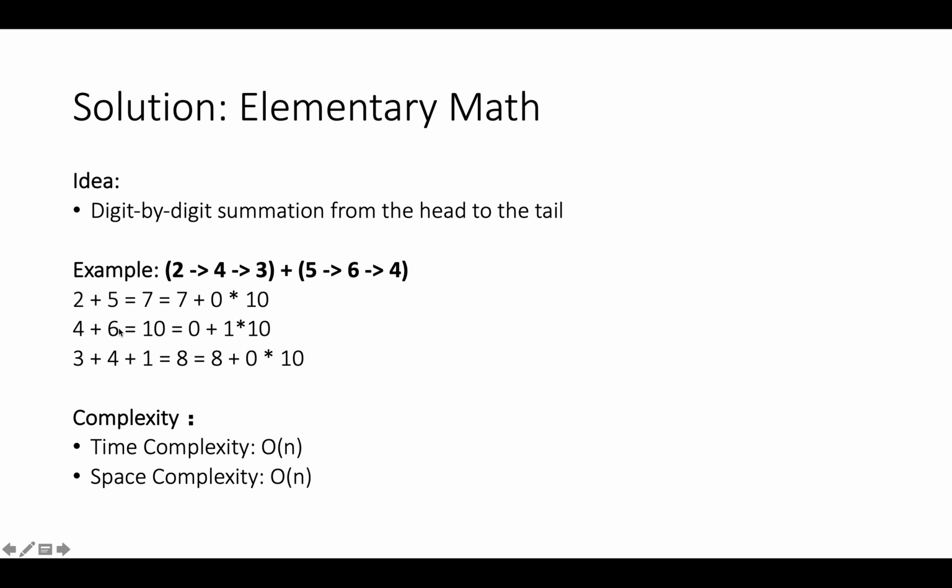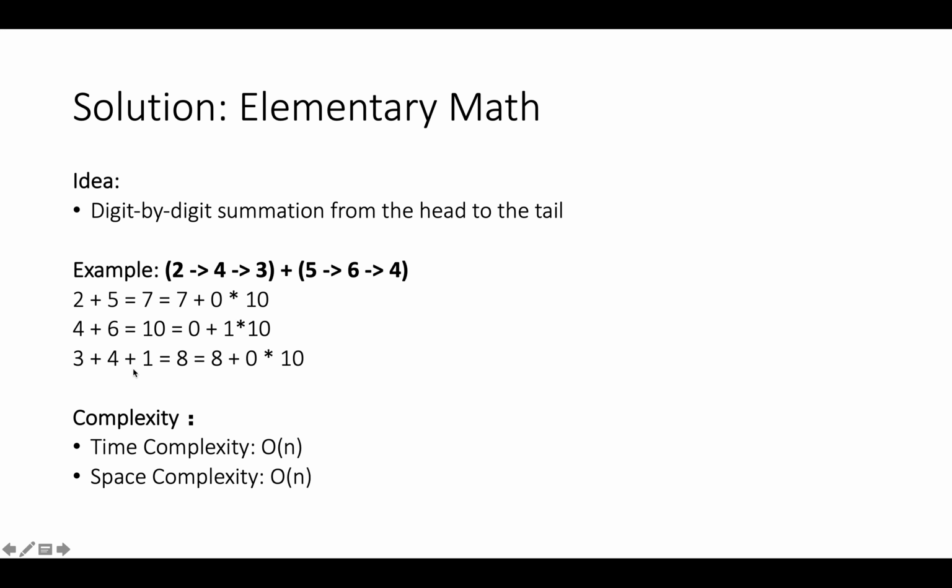So 4 plus 6 equals 10. 10 is greater than or equal to 10, so we should reduce 10 from the number and add 1 to the carry. So the carry becomes 1 and the value becomes 0. We assign this 0 to the result linked list and update the carry to 1.